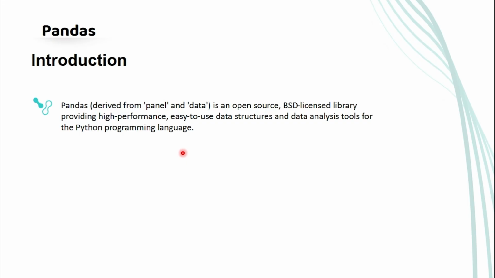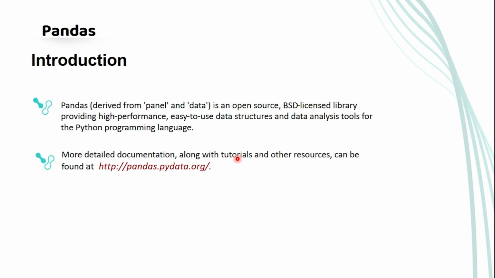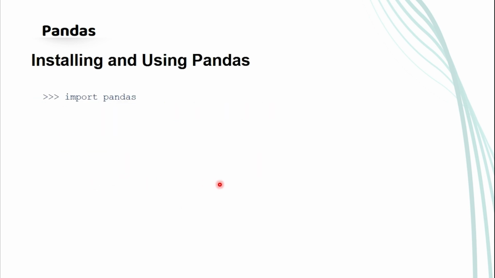Pandas in Python, not the animal, is derived from panel data. It's an open source, BSD-licensed library providing high-performance, easy-to-use data structures and data analysis tools for the Python programming language. More detailed documentation, along with tutorials and other resources, can be found at the following URL. To use pandas, we must use the instruction import to import pandas.